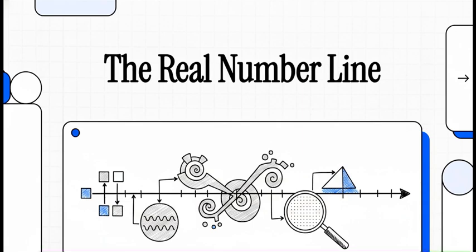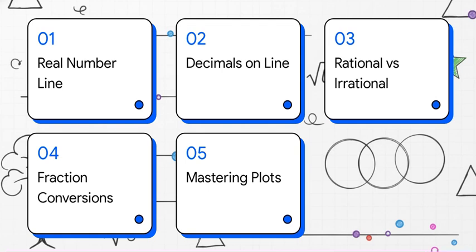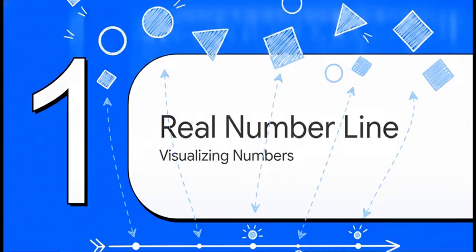Let's get into it. Here is our game plan for today. First, the real number line. Then, decimals on the line. Third, rational versus irrational numbers. Fourth, fractions to decimal conversions. And finally, mastering number line plots. All right, let's kick things off with part 1, the real number line.